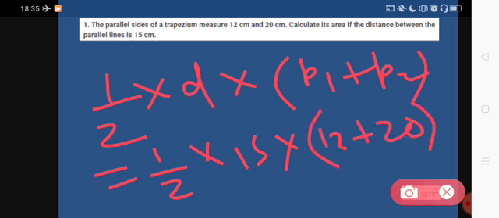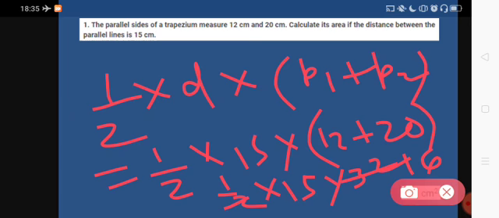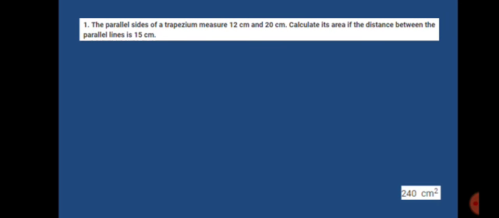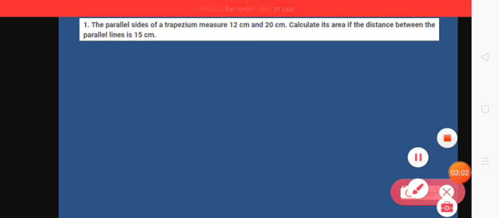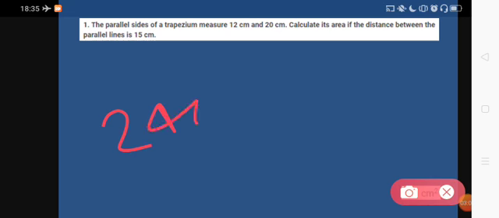Okay. Now the next step, 1/2 into 15 into 32. 15 into 16 is equal to 240 square centimeter. Our answer is 240 square centimeter. Square is necessary. In area, square is necessary; in volume, cube is necessary. This is the right unit of area.